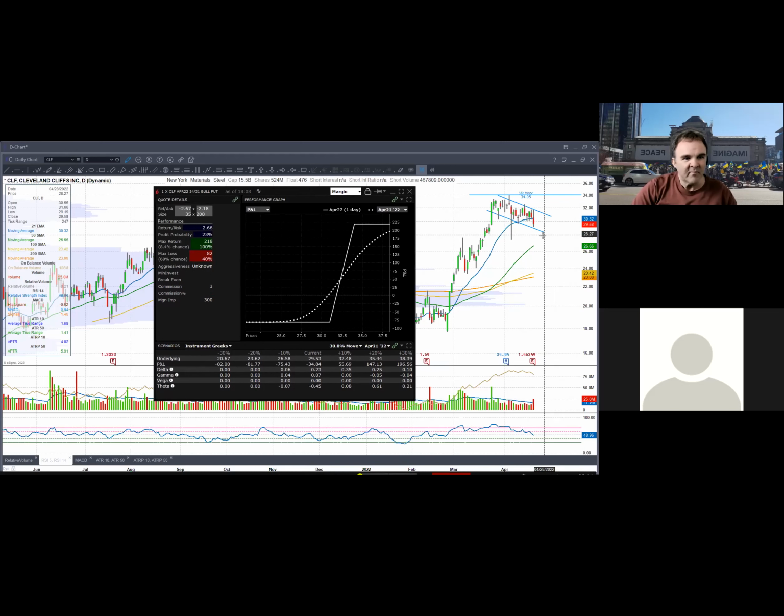Okay. So on this one, we've really reduced our chances of profit, but we've got a much nicer return at 2.66 to 1. We're risking $82 on this to make $218. But again, the chances of making money on this are kind of slim. We've got to be really bullish if we're going to go with this one. So I'm not really a fan of that.